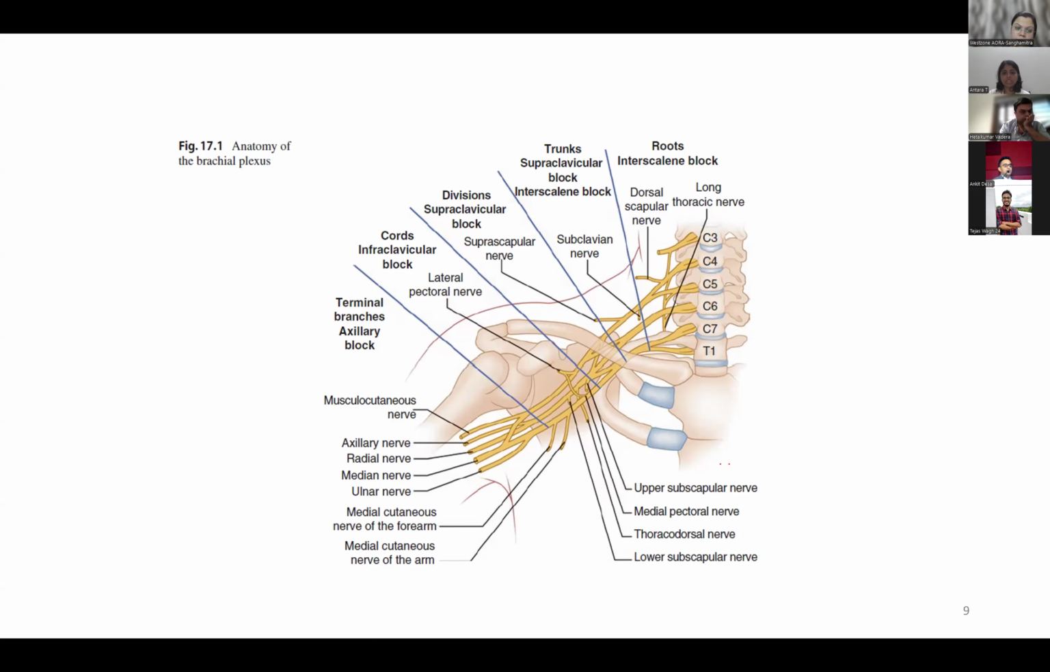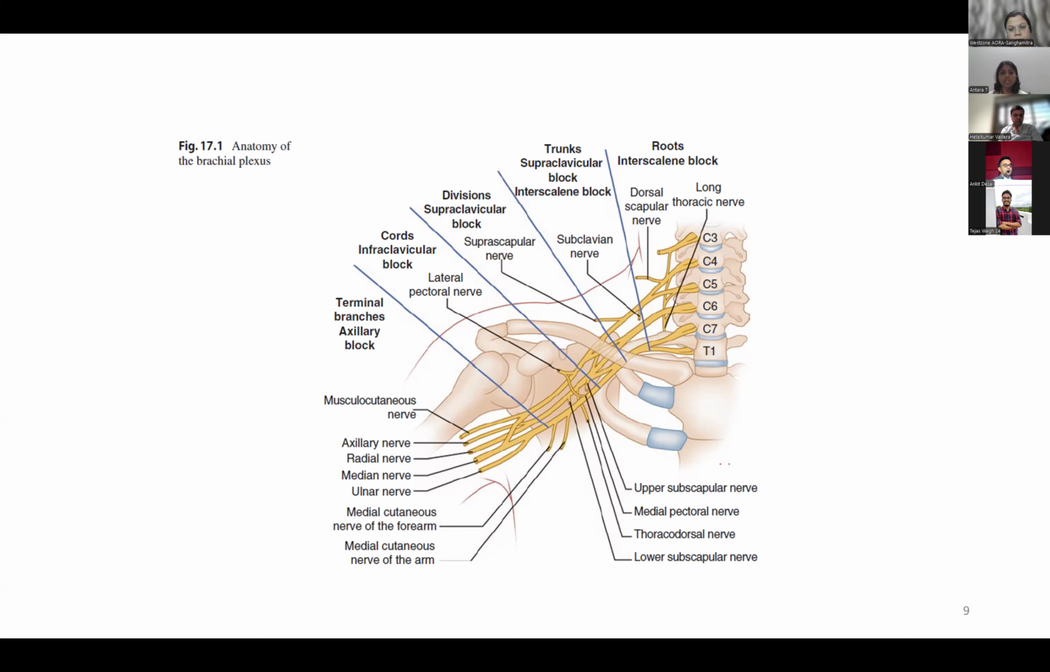So this is the C5 to T1 nerve roots. The C5 and C6 form the upper trunk. The C7 forms the middle trunk, and the C8 and T1 form the lower trunk. These trunks then have their own anterior and posterior divisions at the supraclavicular fossa. The trunks and divisions form a cluster lateral to the subclavian artery at the supraclavicular fossa.